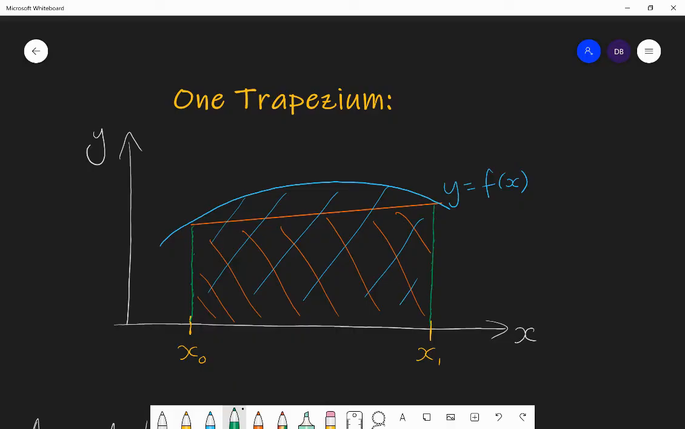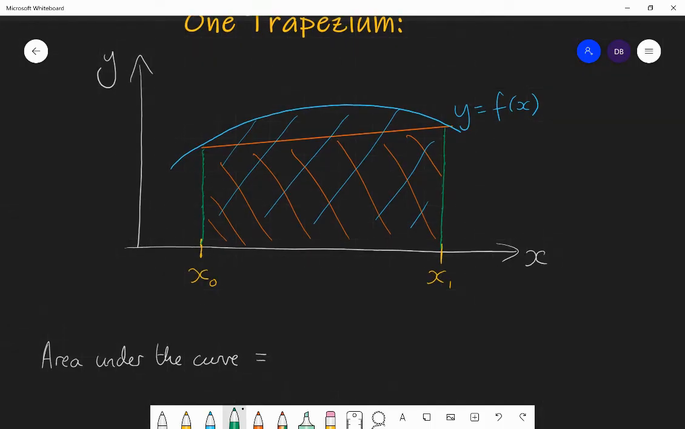So, for the area, we need half the sum of the parallel sides times the distance between them. The area under the curve is not equal to that. It's approximately equal to that, so I'm going to put approximately equal there. So half times the sum of the parallel sides. The parallel sides are those green lines on the left and the right of my trapezium. I'm going to call those y0 and y1.